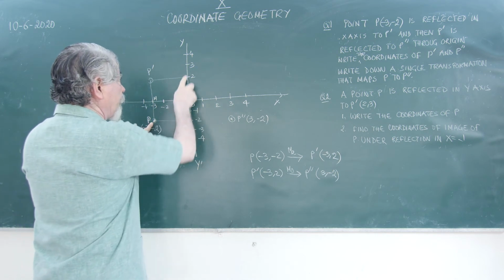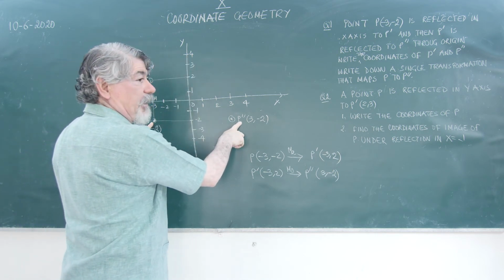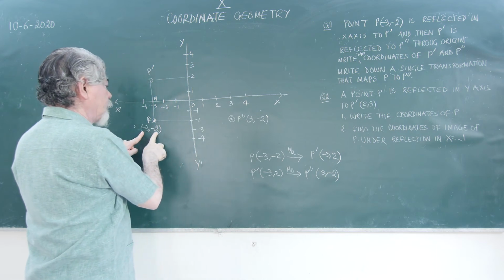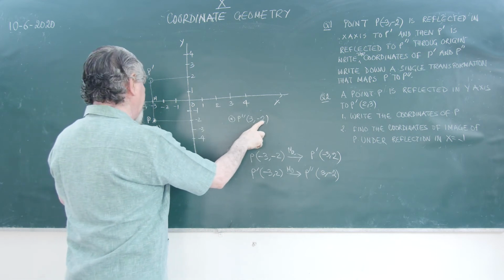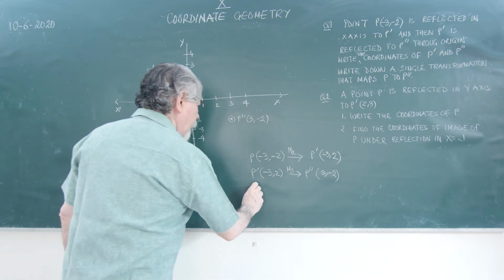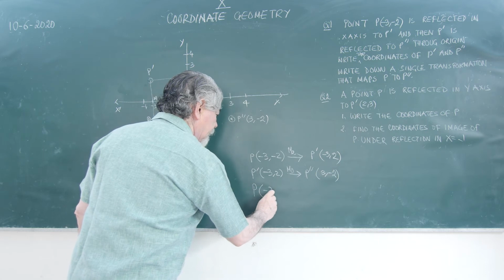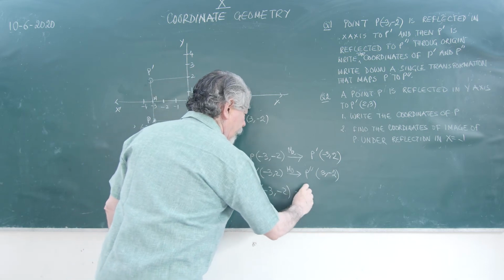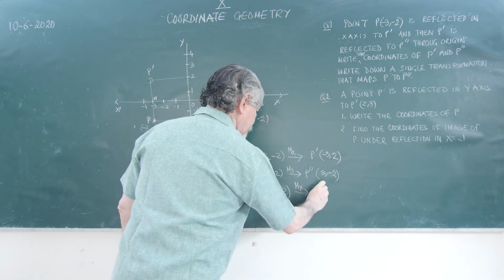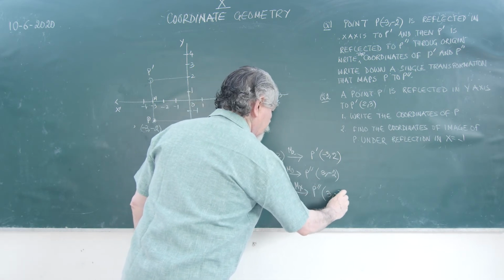If I reflect a point P in y-axis, I'll get P double dash. Why? You see, P is (-3, -2) and P double dash is (3, -2). That means only the sign of the x coordinate has changed. So if I reflect P (-3, -2) in y-axis, then what will I get? P double dash, that will be (3, -2).